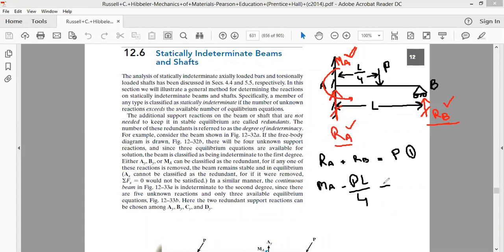And the moment because of RB is anti-clockwise. It is RB into L. This is equal to 0. Okay, this is equation 2. So we have two equations of equilibrium, equation of equilibrium 1 and equation of equilibrium 2.